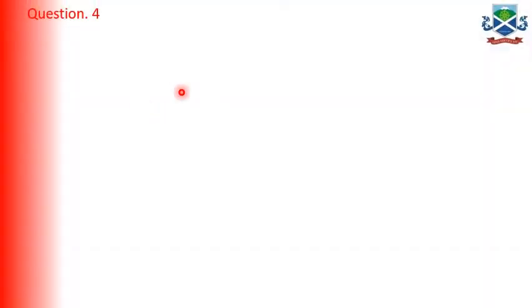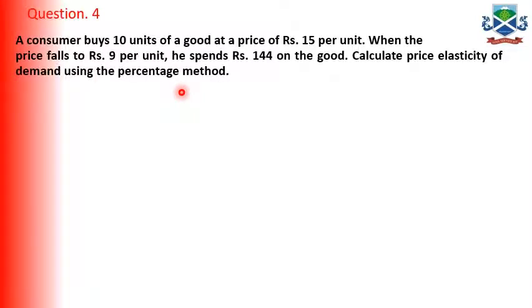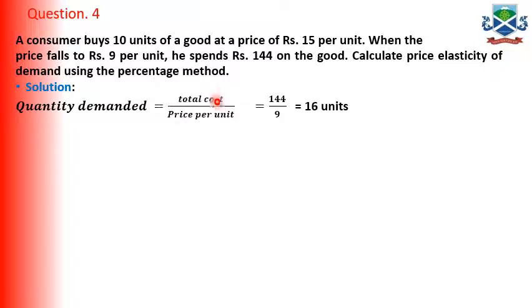We move to the next question. In this question, a consumer buys 10 units of a good at a price of rupees 15 per unit. When the price falls to rupees 9 per unit, he spent rupees 144 on the goods. The word is spent, total expenditure, not the price. Calculate the price elasticity of demand using the percentage method. So now we have to find the new quantity demand. How to find it? Total expenditure is the amount he spent for buying the commodity at rupees 9 per unit.